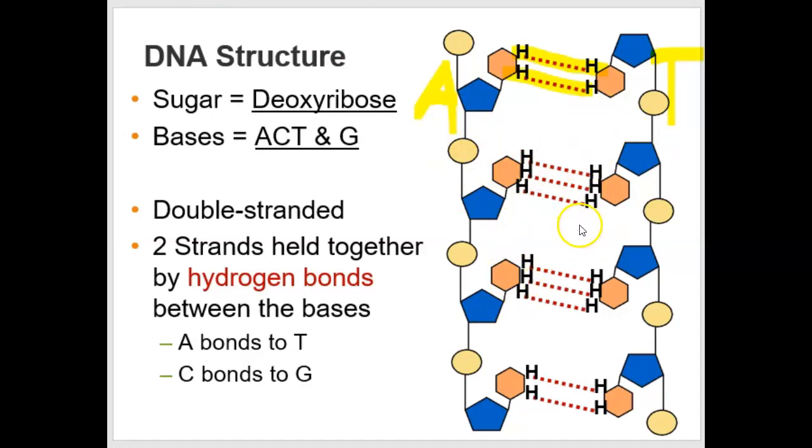Cytosine and guanine also bond together through three hydrogen bonds. So this base right here would be guanine, and this one would be cytosine. And I know this because there are three hydrogen bonds between those bases. We will talk about the structure of DNA in more detail later. For now, you should know that DNA is double-stranded.